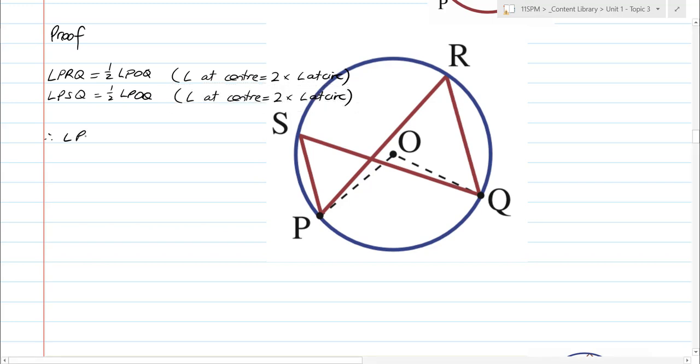angle PRQ equals angle PSQ. So they're off the same arc. And that will always be true. It doesn't matter where you draw it. I could draw it here, and they'll be equal as well, because it's half of that interior angle, the inside angle there.